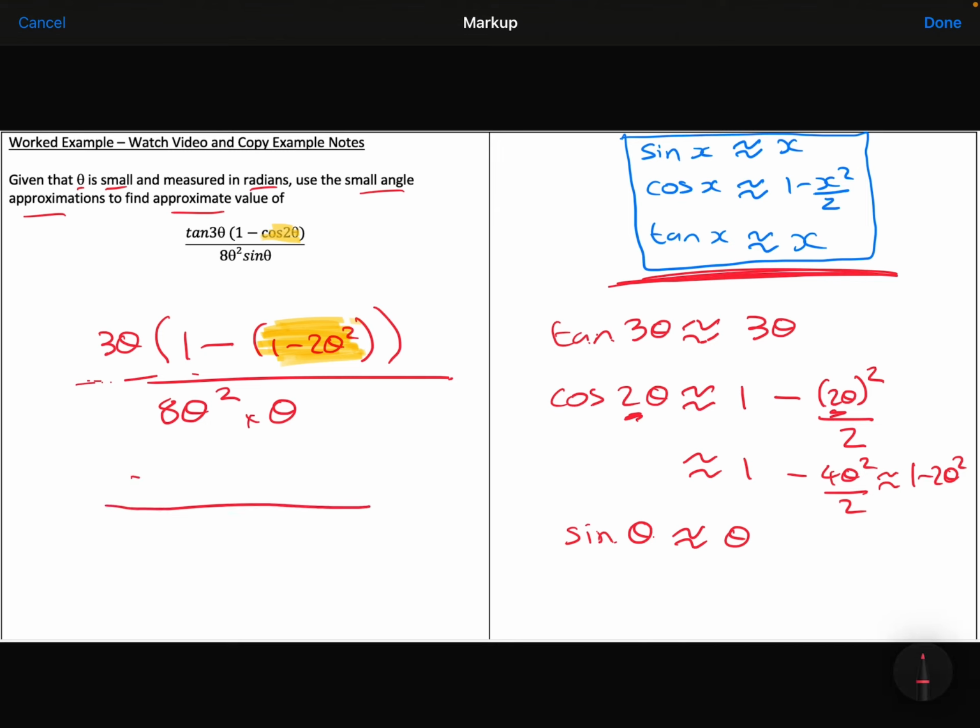Right, on the numerator we've got 3 theta. Now that bracket I've got 1 minus 1, which is 0, and then I've got the minus 2 theta squared, so that's going to be a positive 2 theta squared. On my denominator, I've got 8 theta squared times theta, which will be 8 theta cubed.